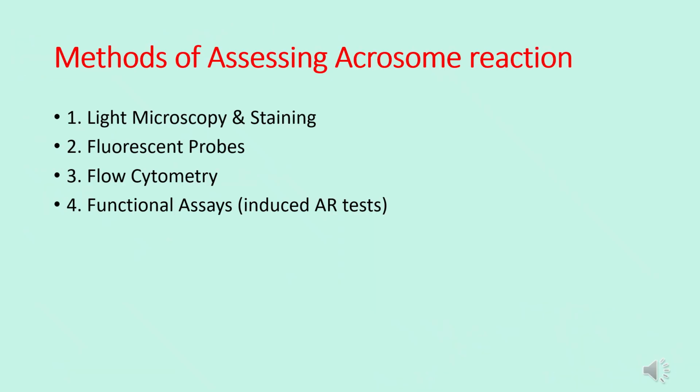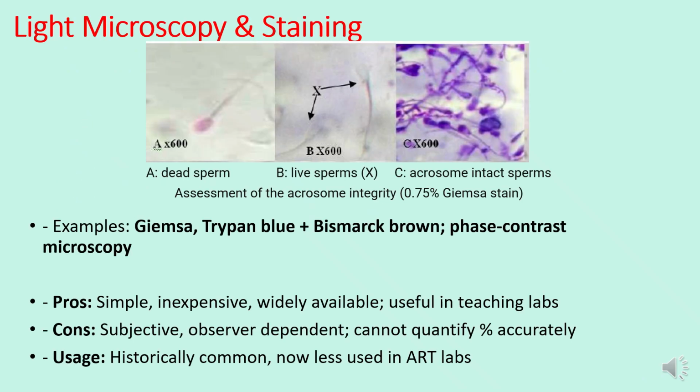There are several methods to assess the acrosome reaction. These include light microscopy with staining methods, fluorescent probes, flow cytometry, and functional assays, which are also called induced acrosome reaction tests. Let us look at each of these in detail. Light microscopy with staining is one of the earliest methods used. Examples include Giemsa staining and the combination of trypan blue with Bismarck brown.